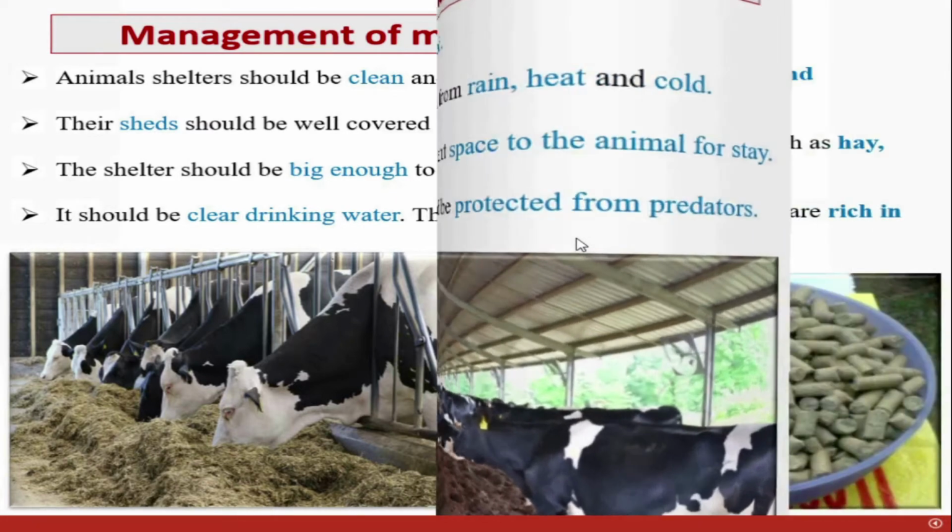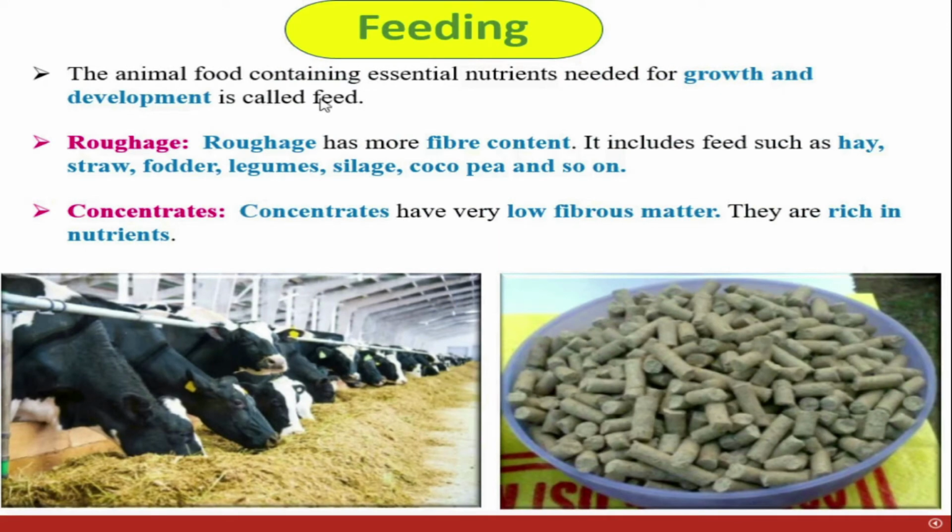Next, feeding. The animal food contains essential nutrients, namely carbohydrates, protein, and minerals. Food containing essential nutrients needed for growth and development is called feed. There are two kinds of feeds: one is roughage, another is concentrates. What is roughage? Roughage has more fiber content. It includes hay, straw, fodder, legumes. Legumes are peas and beans. Also silage and so on.